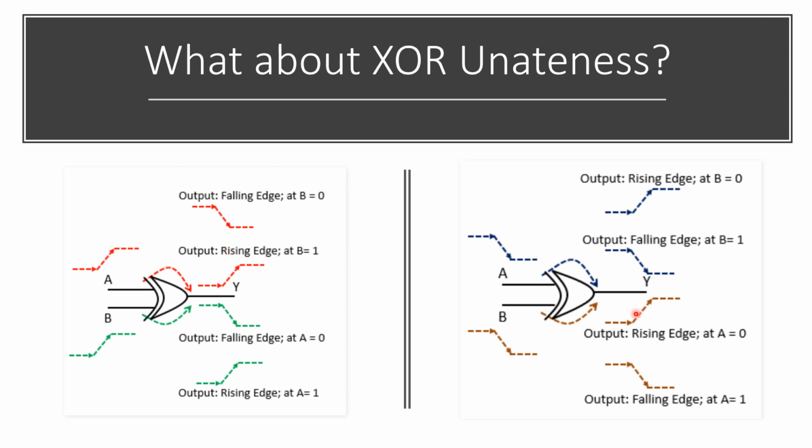It's the same case for the falling edge. For the falling edge you have a rising edge when B is 0 and a falling edge when B is 1. So the XOR gate is considered a non-unit. Let us see where this unitness is used in STA.